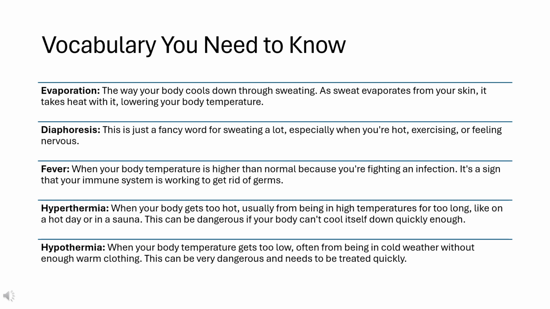Fever. When your body temperature is higher than normal because you're fighting an infection, it's a sign that your immune system is working to get rid of germs. Hyperthermia. When your body gets too hot, usually from being in high temperatures for too long, like on a hot day or in a sauna. This can be dangerous if your body can't cool itself down quickly enough. Hypothermia. When your body temperature gets too low, often from being in cold weather without enough warm clothing. This can be very dangerous and needs to be treated quickly.